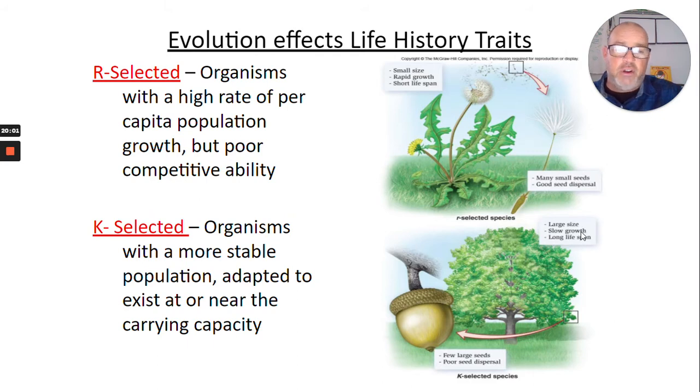So things that have larger size, slower growth, longer lifespans, so big old oak trees would be better than these dandelions and weeds down here, okay? And you can probably think of what animals would be that way, right? Top one, things like mosquitoes and insects. Bottom one, things like elephants and hippos and most big mammals, things like that.